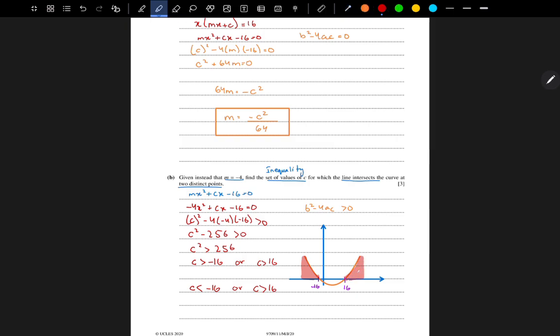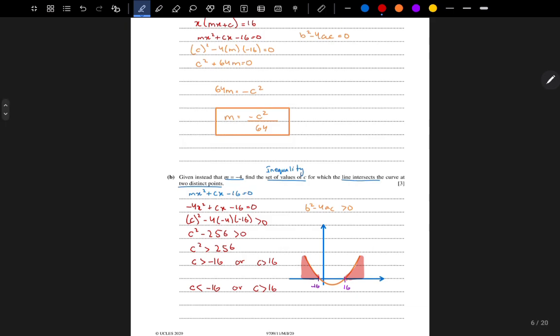And if we look at the answer that we got, we can clearly see that c has to be less than −16 or c has to be greater than 16. So even if we use the graph, we get the correct answer, which means the shortcut that we applied is also correct.